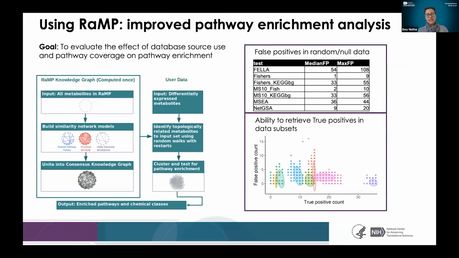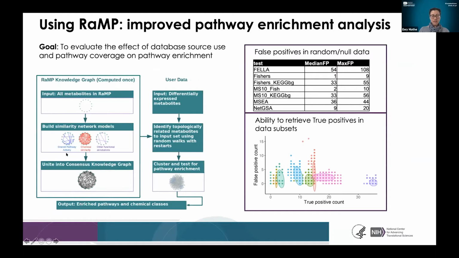And so I'll show you an example a little bit about how this works and how we're using RAMP for this, which again contains both chemical information and also biological pathway information. And so we have a PhD student in the lab that has been working on this method that we're calling MetaboSpan. And the idea is to build a RAMP knowledge graph.